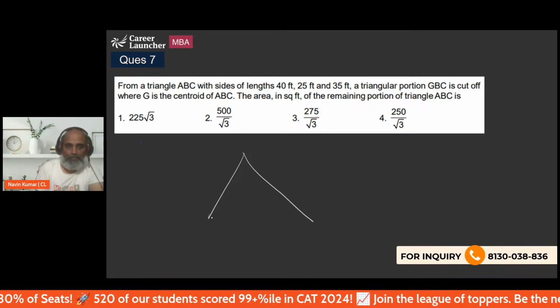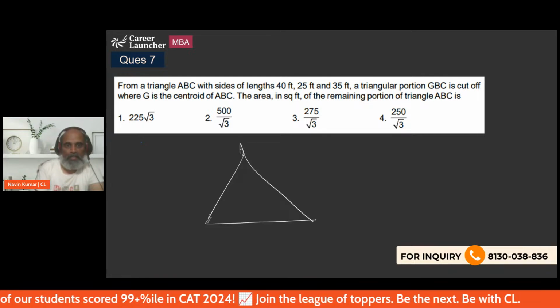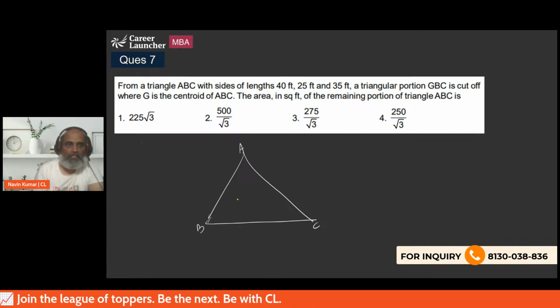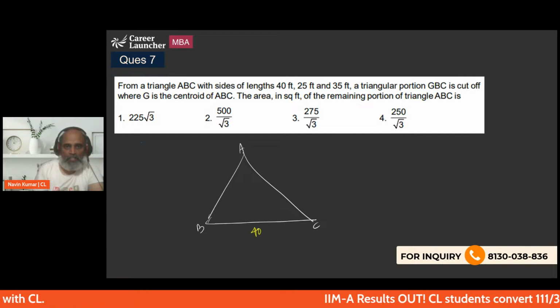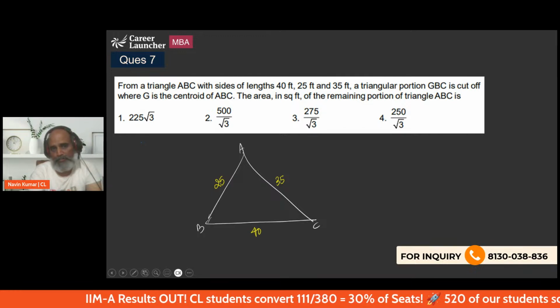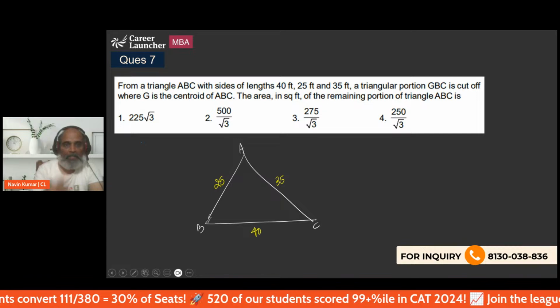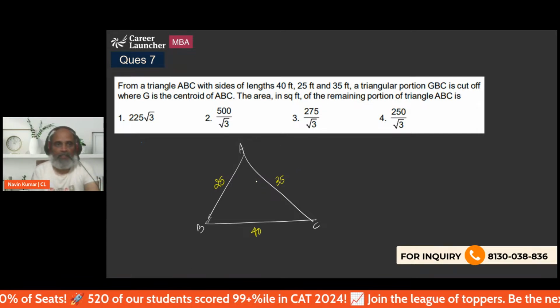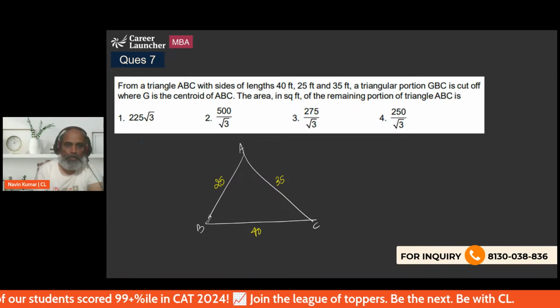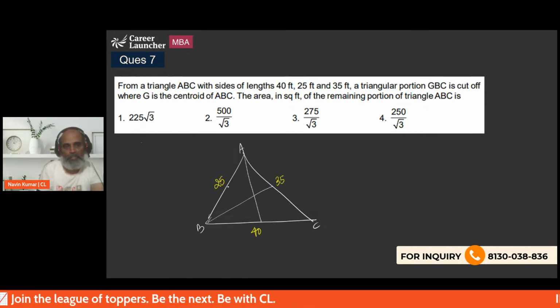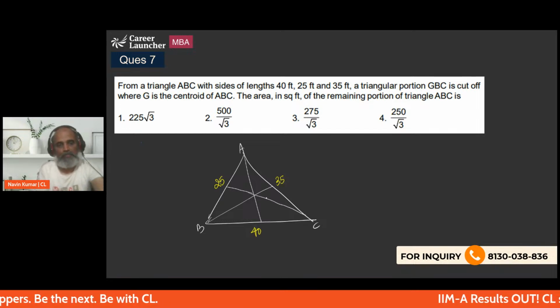So we have a triangle ABC where the sides are, let's say this one is the longest, 40, this is 35, and this is 25. If we see here, it's not a triplet, it's 5, 7, and 8. 5, 7, 8 does not give a triplet. Okay. Now G is here, the centroid. Centroid means the meeting point of the medians. Right?